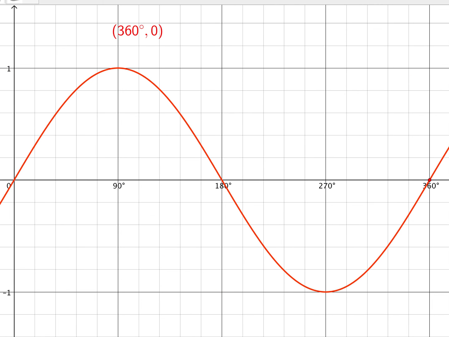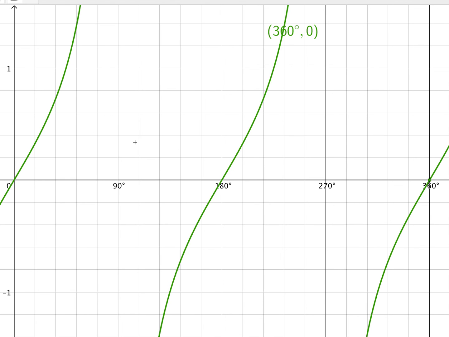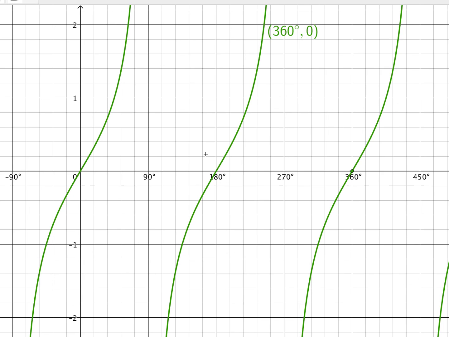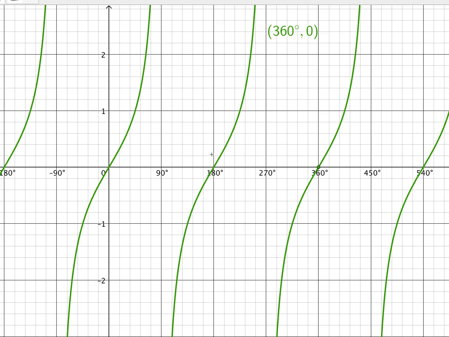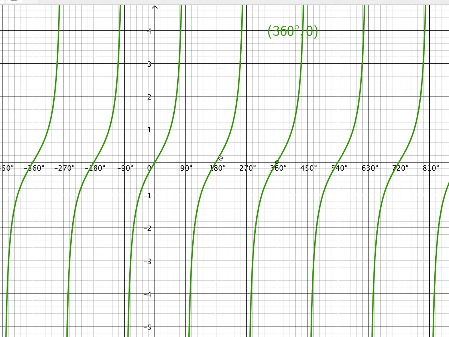Now, very different from these is a tangent graph. If we were to do what we just did with the tangent graph and plot it out, it would look like that. So it's completely different. Beyond seeing what the tangent graph looks like, we won't be doing anything with it. But if I zoom back, here's what the tangent graph looks like.